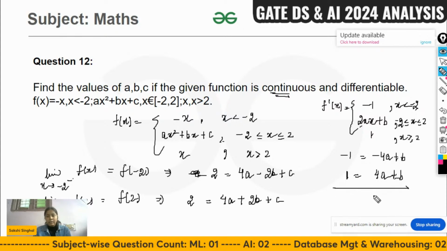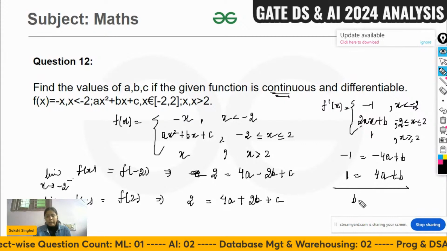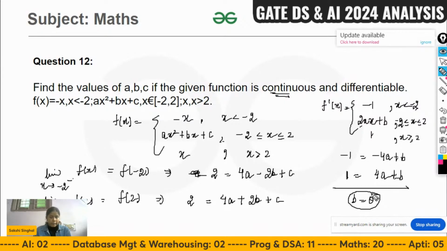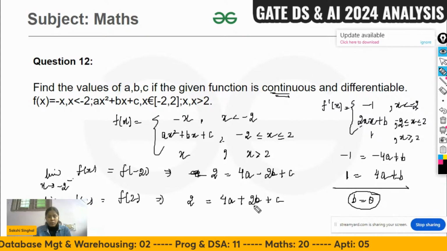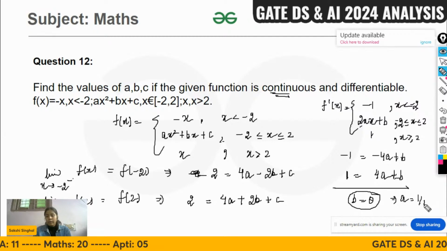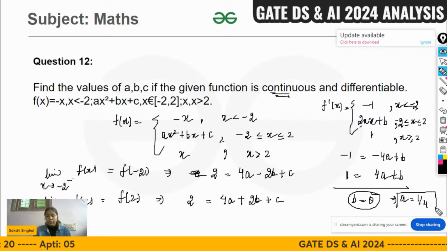If I add these two, what would I get? I'll get b is equal to 0. B would be 0 here, guys. Now if I put the value of b in these equations, what would I get? Let's first find the a value from here. A would be 1 by 4.